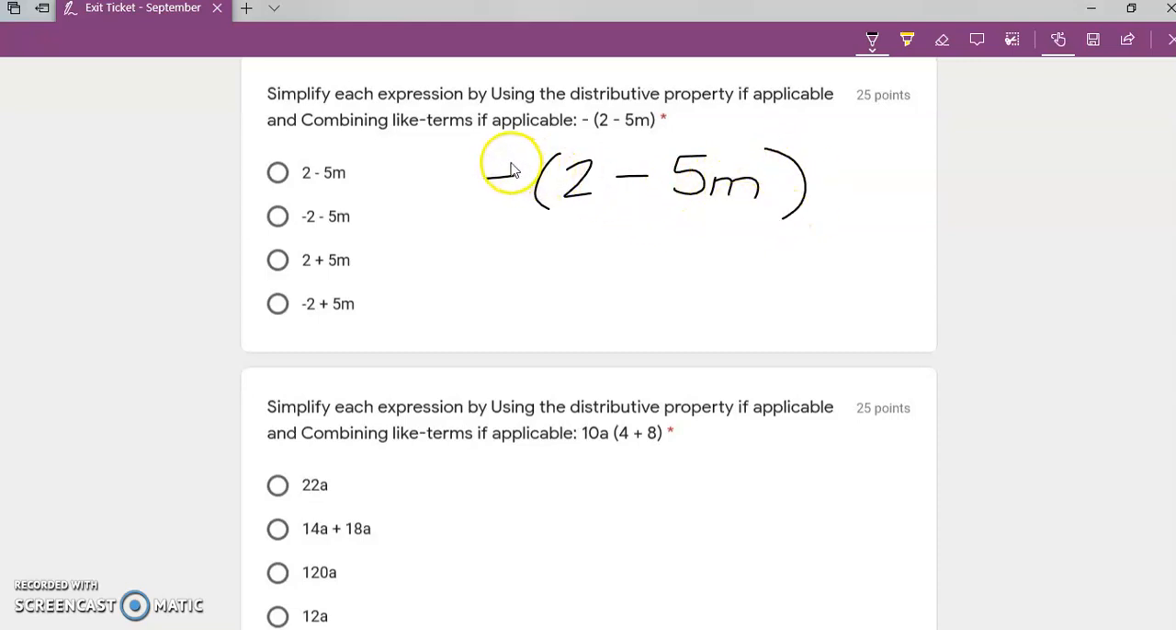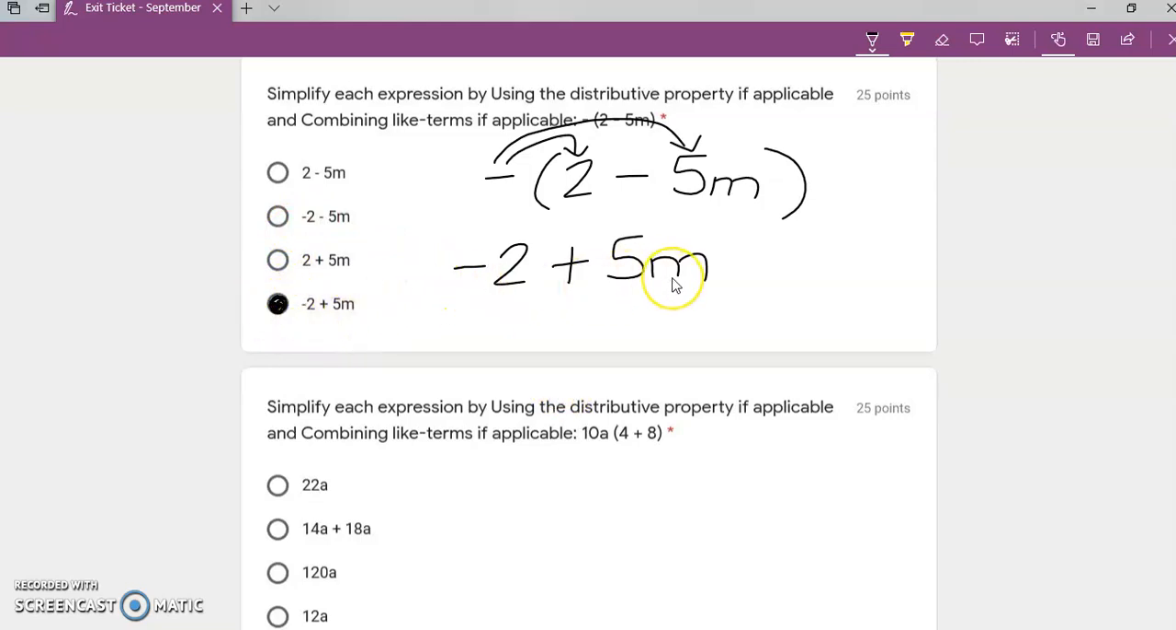So when we have the negative on the outside, that means we have to multiply it by the first term and multiply it by the second term. So a negative times a positive is going to become a negative, and there's no number attached to it, so we're just changing the sign pretty much. So that's a negative 2, and then a negative times a negative equals a positive, and so now instead of a negative 5m or subtracting 5m, it's a positive 5m. So our answer will be D, the last letter choice right here.